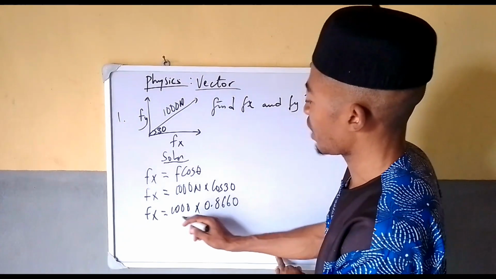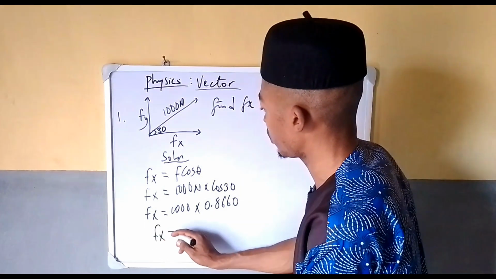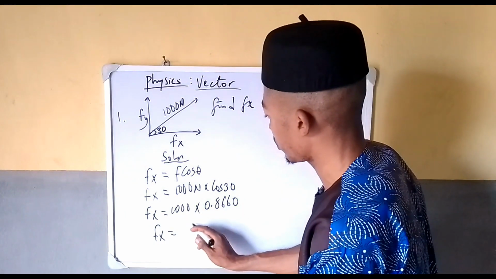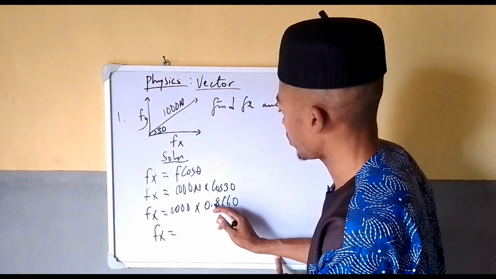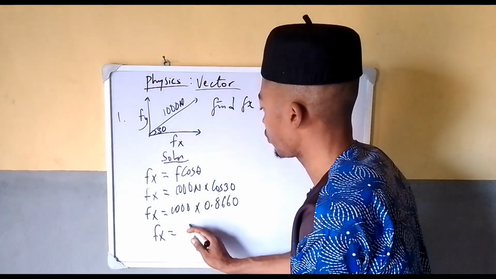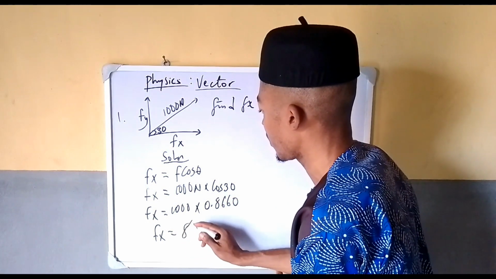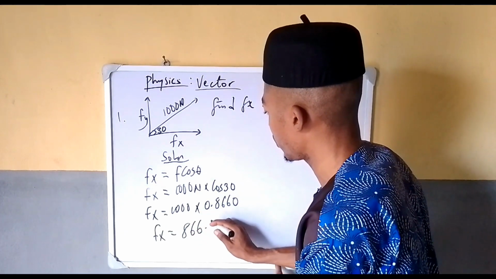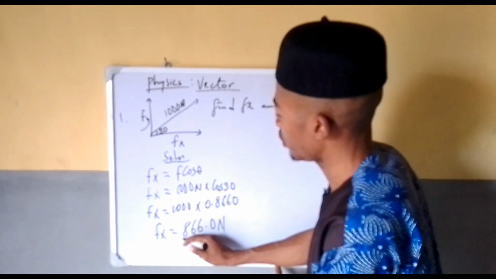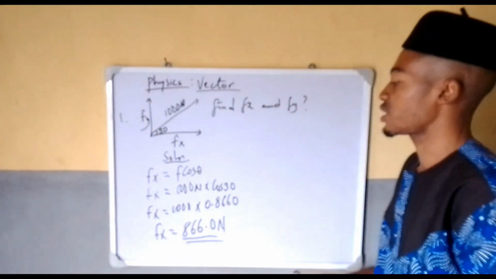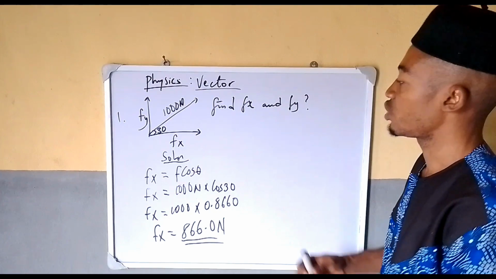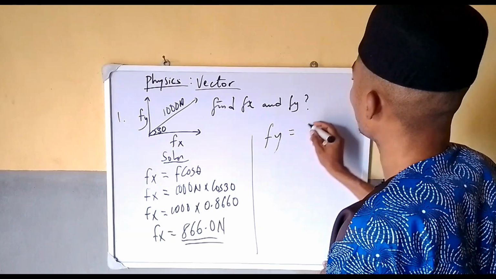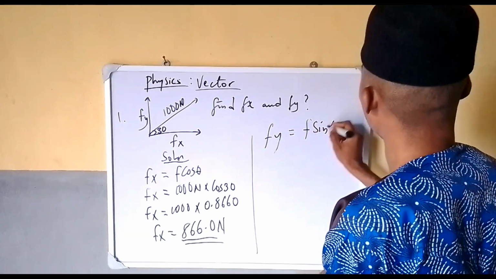Cos 30 is 0.8660. So by the time you multiply this, you have your Fx. We have 3 zeros here, so we move the decimal point 3 places, 1, 2, 3. That will give you 866.0 Newton. So the Fx is 866.0 Newton. Then to find your Fy, it is going to be equal to F sine theta.